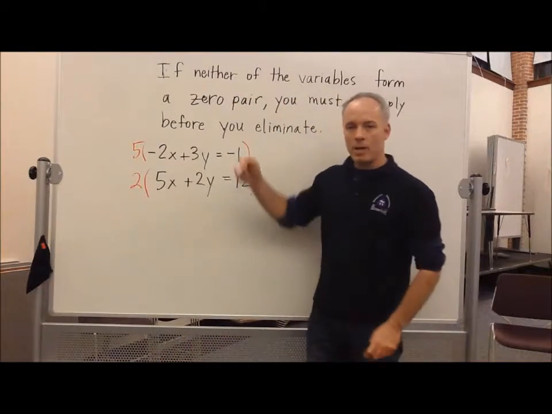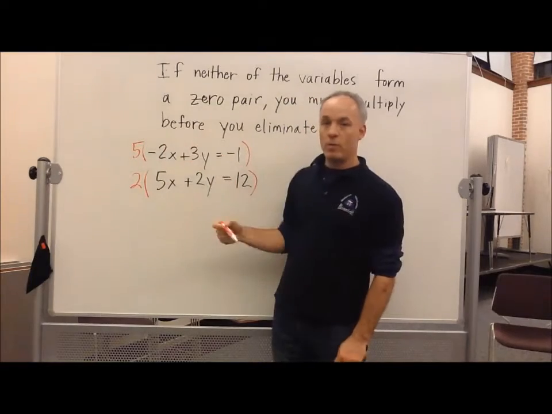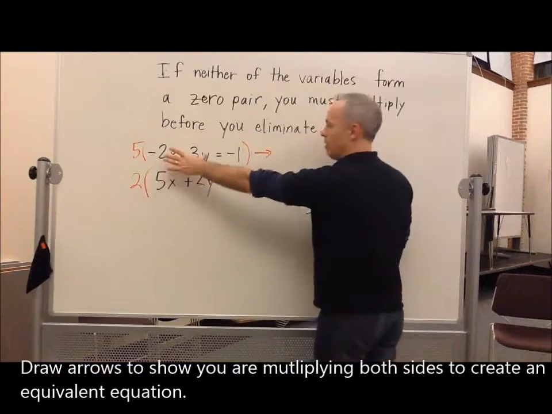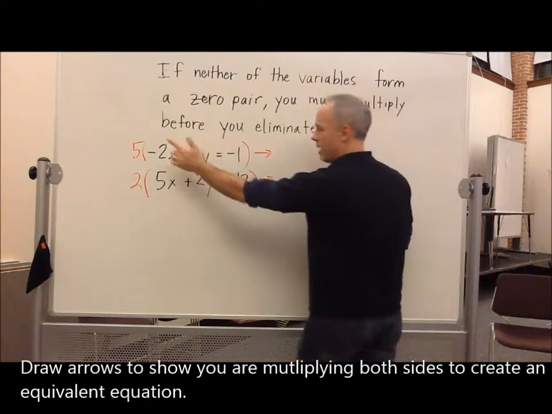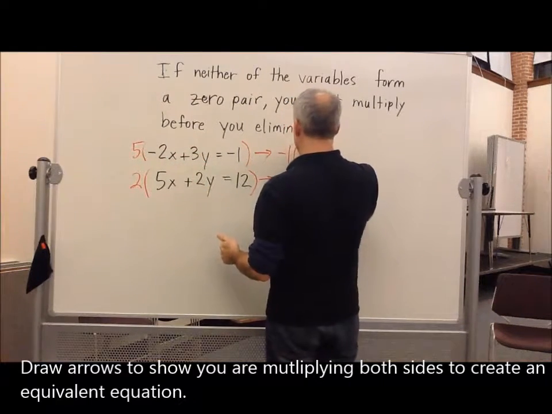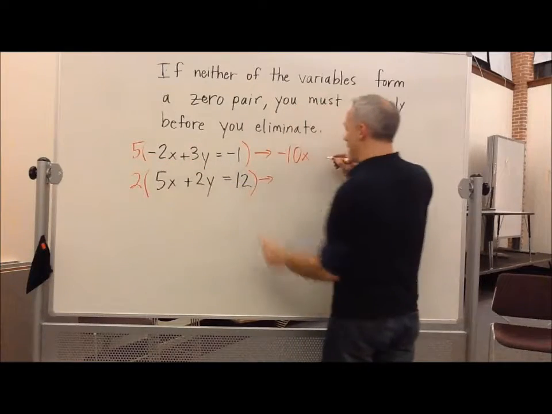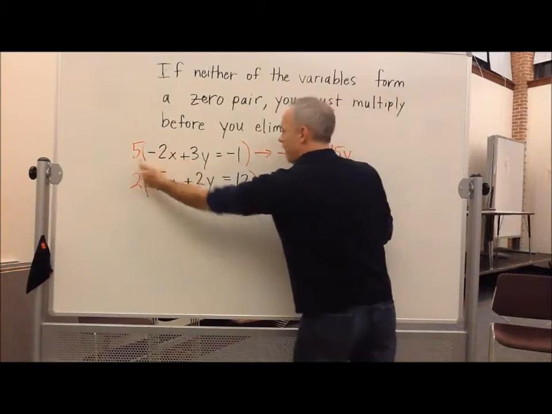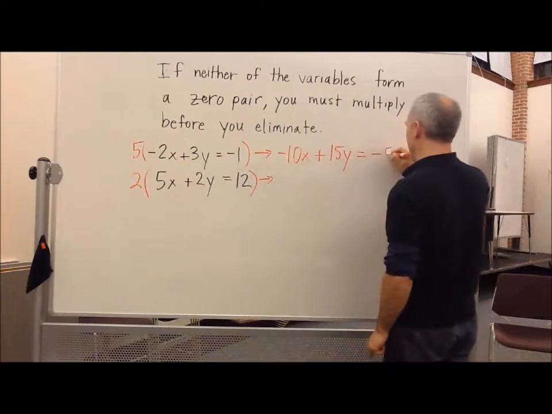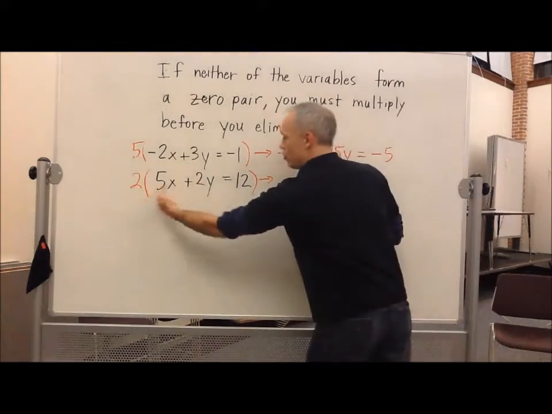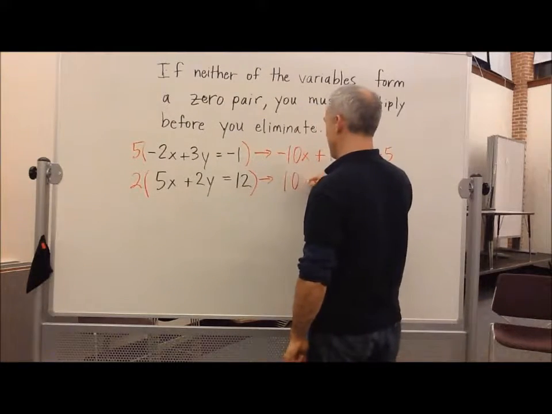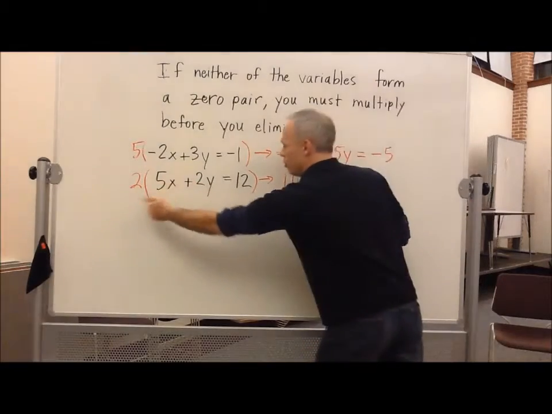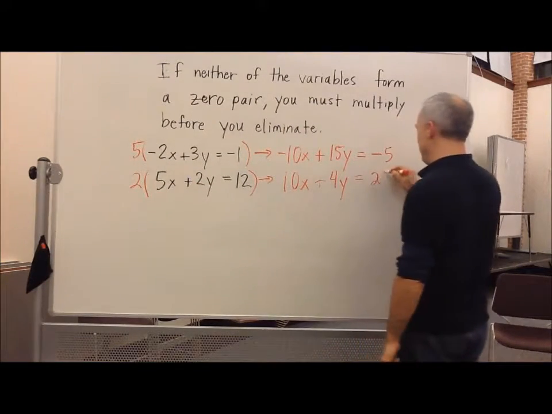Let's see what happens. We're trying to create a zero pair here. Did we create a zero pair? We have to multiply. I draw arrows here to show this will now be an equivalent equation to that. 5 times negative 2x, negative 10x. 5 times positive 3y, positive 15y. And finally, 5 times negative 1 is negative 5. 2 times 5x is 10x. 2 times 2y is positive 4y. And 2 times 12 is 24.